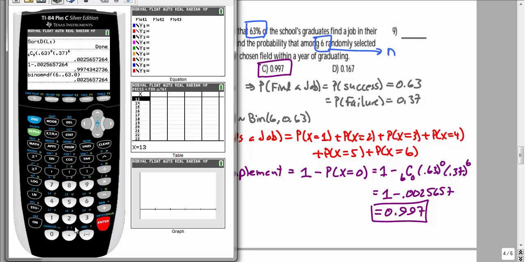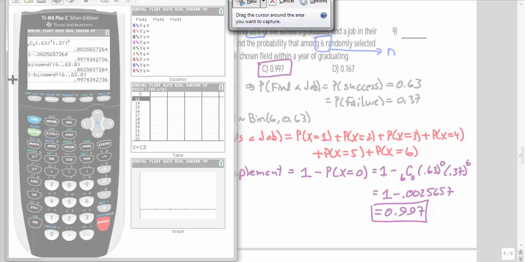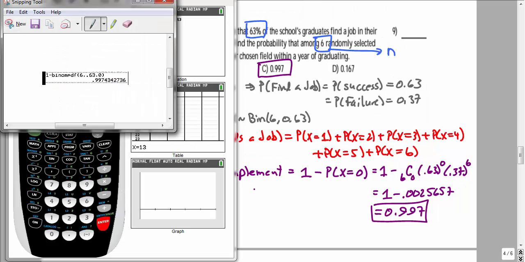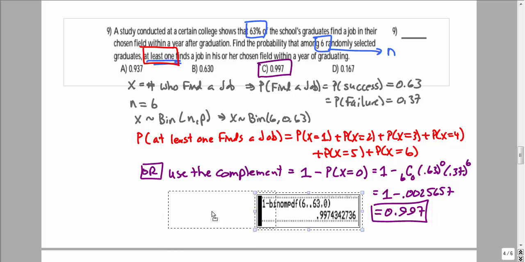So my calculator output then would be 1 minus that, and I guess we can go back through and show that again. Distribution. We're going to go down to that binomial, and we want to make sure that we choose PDF. CDF means something different, so we want to make sure we choose that PDF. My number of trials is n, my probability of success is 0.63, and my x value is 0. And so now I'm taking 1 minus that value, and you can see I get the same answer. So let's go ahead and clip that and put it in our solutions, so we can see how easy it is to use the idea of the complement.